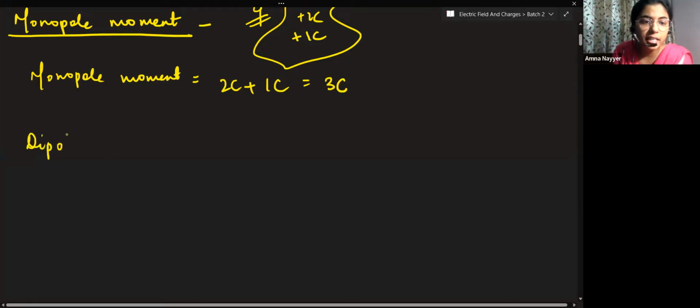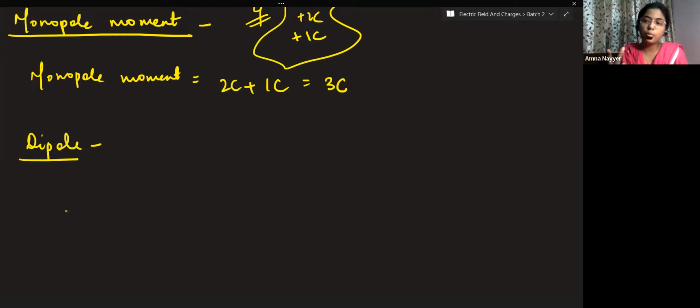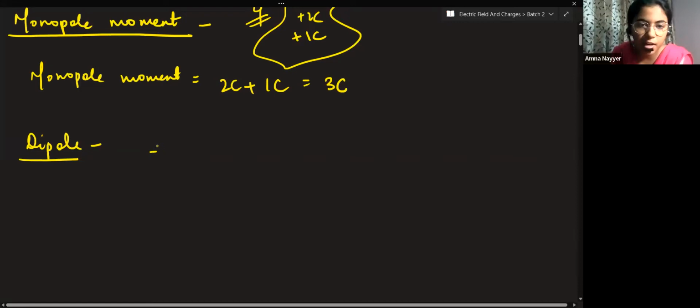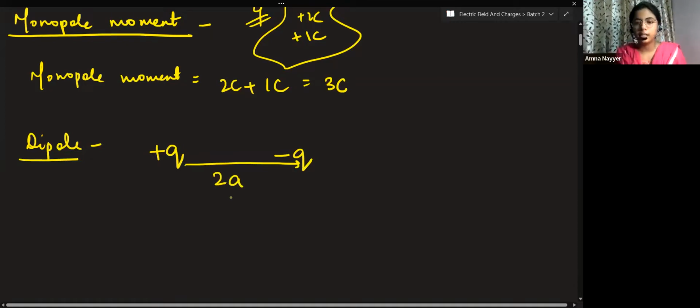When we are writing dipole, what is meant by dipole? Dipole doesn't mean that you just have two charges. Di means two, pole means polarity. So you have to have two kinds of polarity, but both the magnitudes should be the same. If you have plus q, the other charge should be minus q. The separation between these two is considered as 2a, by convention.